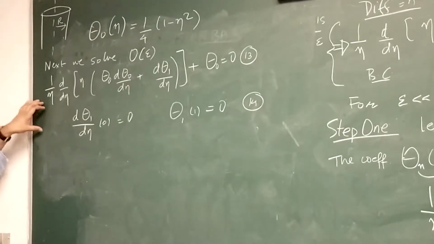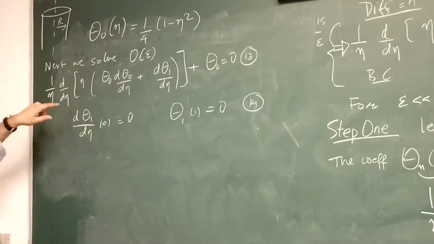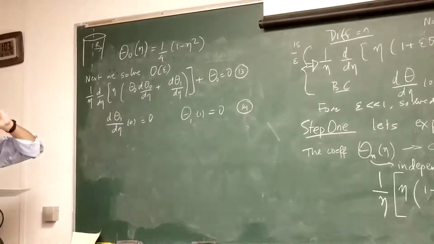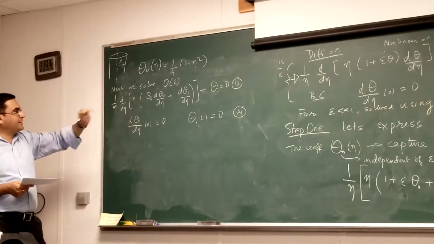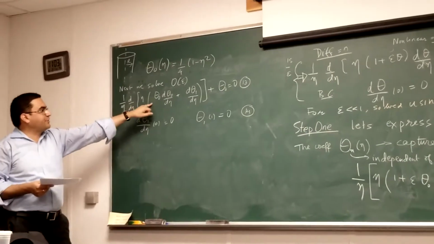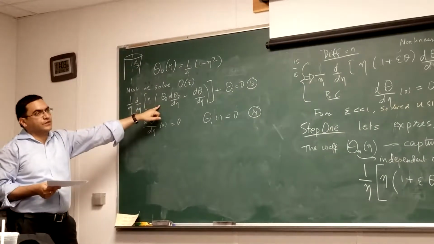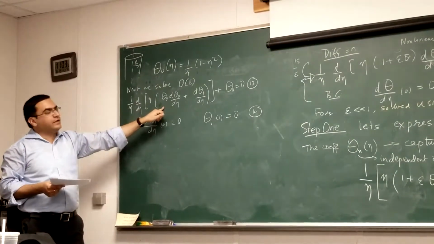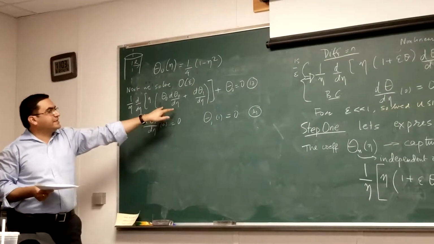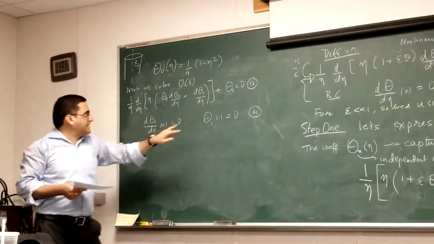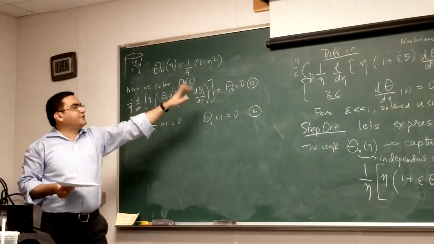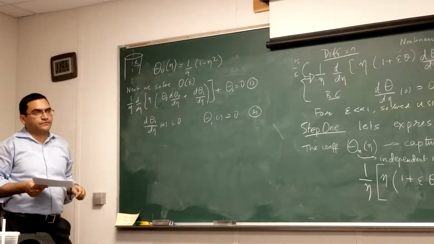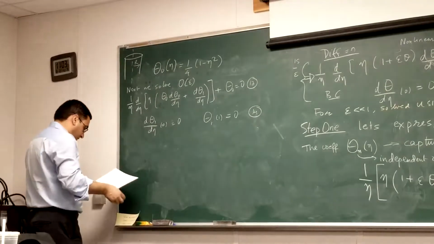So I've generated a different differential equation, and this differential equation would have been hopeless to solve if it was not for the fact that we already know theta naught. Since we already know theta naught, we are just going to use that value here, and that allows me to simplify this, take care of this, and then we'll get a differential equation for theta 1. Okay. So that's what we'll do.